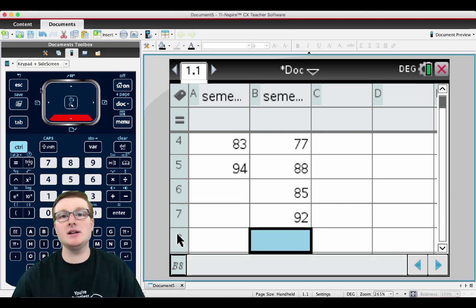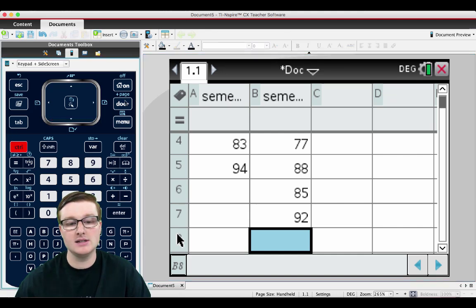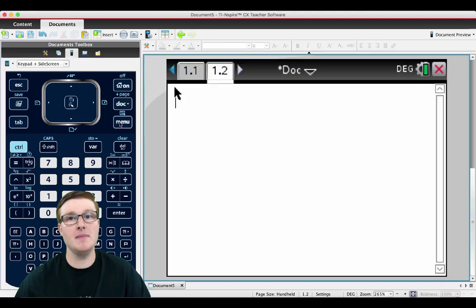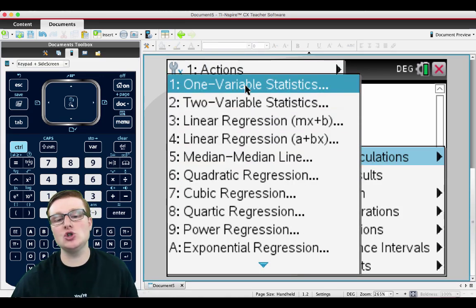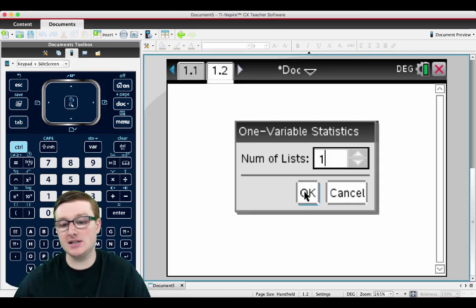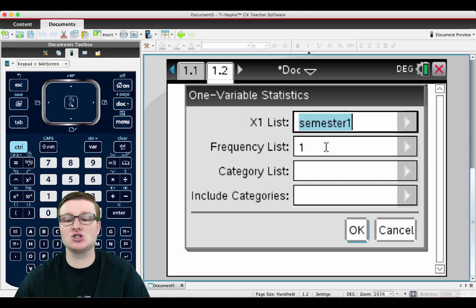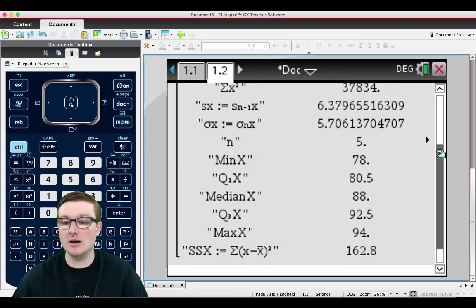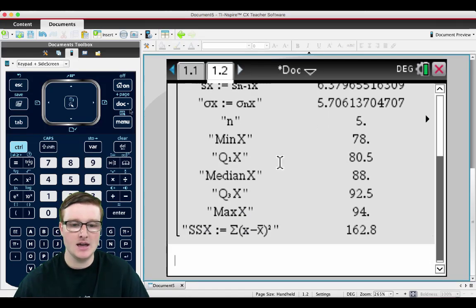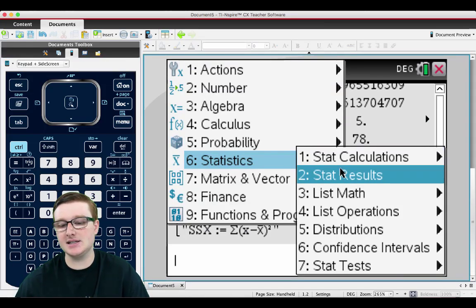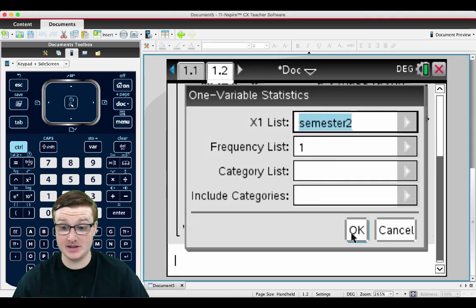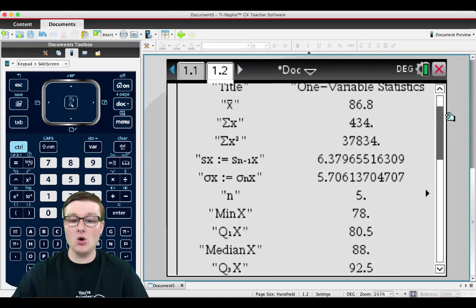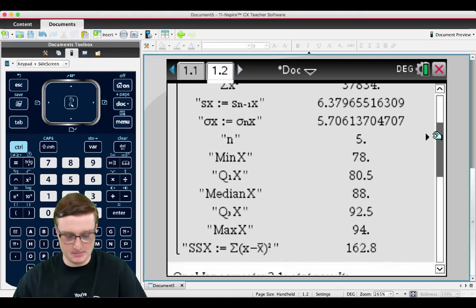Now, I typed in all my data. Now you just press Control, Doc, add a calculator. Go to Menu, go to Statistics, then go to Stat Calculations, and then go to One Variable Statistics. We're only measuring one variable, that's his quiz scores. So go to One Variable Statistics, click OK, and I'm going to type in Semester 1. And click OK. So it comes up as this list of data. We're going to use this in a second. Then go to Menu again, Statistics, Stat Calculations, now do one variable. Click OK, and now this is going to be Semester 2. Click OK. Now, we have all these lists of numbers here.